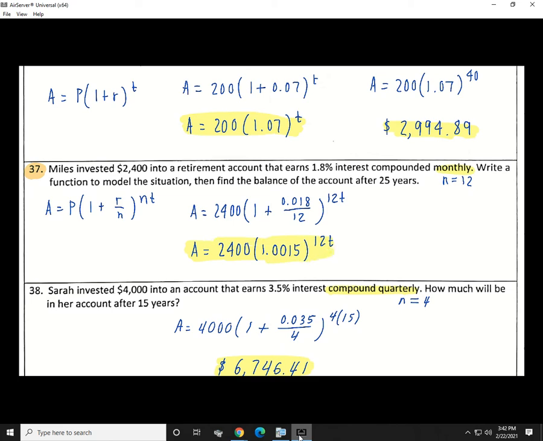It's perfect. They want to know now, what's the balance going to be after 25 years? So go type in a calculator 2,400 times 1.0015 raised to the 12 times 25 power. All right, so let's go try it.